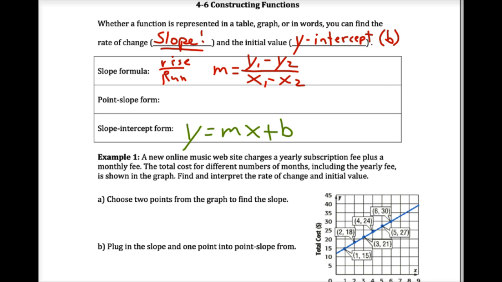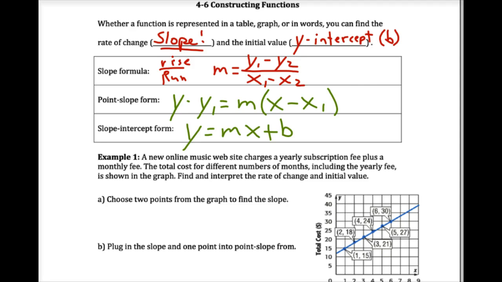What's point slope formula? You guys remember that one? y minus y1 equals m times the quantity of x minus x1. Does that look like the slope formula a little bit? Believe it or not, point slope form came from taking the slope formula and clearing fractions. That's all they did.